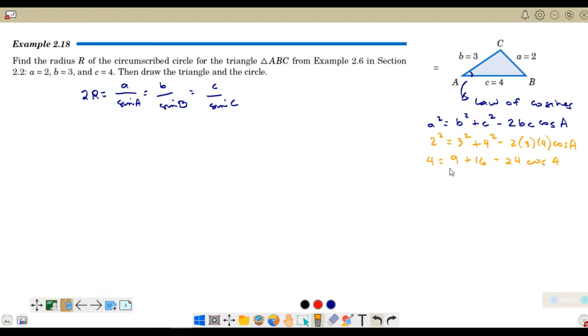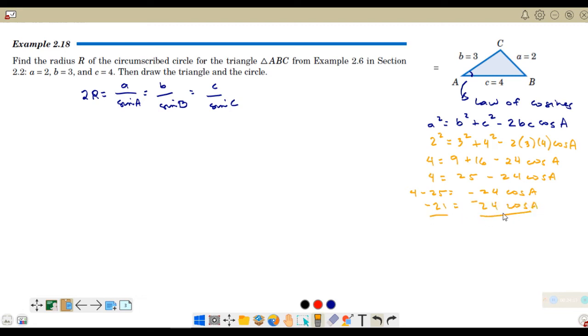Next, kunin natin yung sum. We have here 25 minus 24 cosine A. Lipat natin sa kabila using addition property of equality. 4 minus 25, negative 24 cosine A. Simplify. 4 minus 25, negative 21. This is negative 24 cosine A.